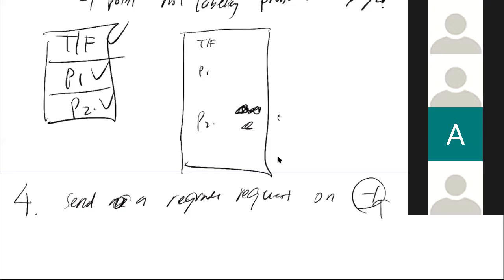And from now on, you should know how to do the labeling thing. Whenever you didn't do the labeling, I will give you -1 point.